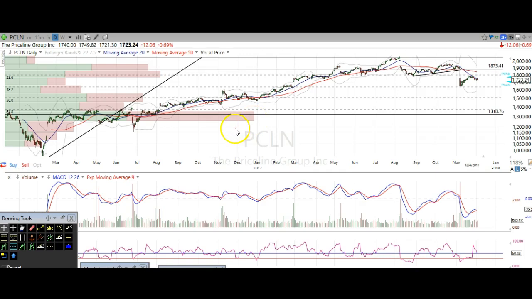And then we also have the 61.8 Fibonacci retracement level. You can see that 61.8. I'm circling it with my mouse right there. If you draw it from the low right there to the high right there, that gives you that 61.8 Fibonacci retracement level that lines up perfectly with that support.